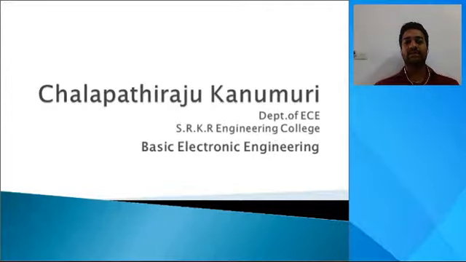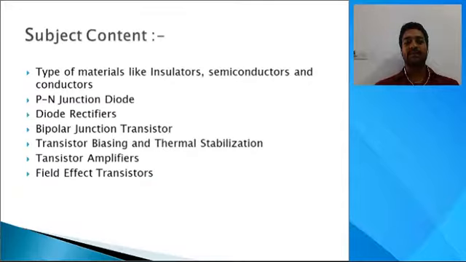In this, we will mainly discuss the types of materials like insulators, semiconductors, and conductors, and their characteristics. Similarly, how semiconductors can be designed as p-n junction diodes, their properties and characteristics, as well as how diodes can be used as rectifiers.